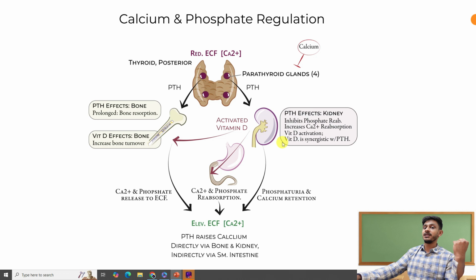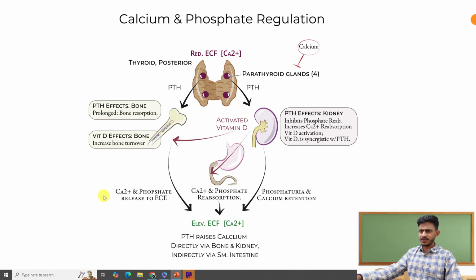Another important thing which PTH does is it activates 1 alpha hydroxylase, an enzyme which converts vitamin D from its inactive form to its active form, which is 25 hydroxy vitamin D to 1,25 dihydroxy vitamin D. So, what this activated vitamin D does is it increases calcium phosphate reabsorption from the gut. PTH does not increase calcium and phosphate reabsorption from the gut. The only thing that can increase calcium and phosphate reabsorption from the gut is vitamin D.